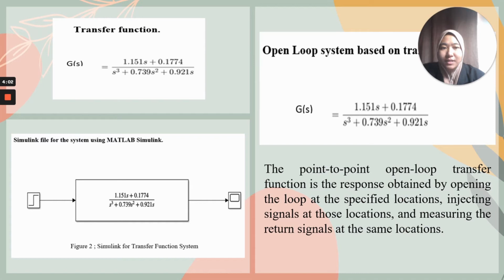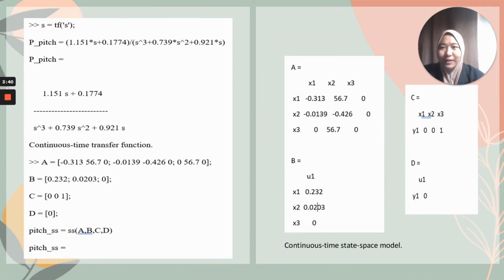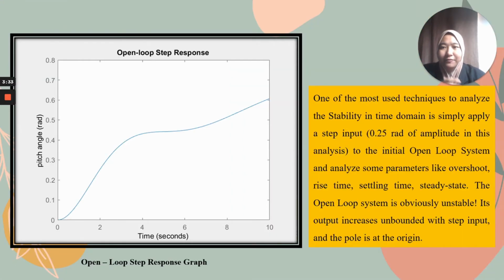For the open loop system based on the transfer function, the open loop transfer function is the response obtained by opening the loop at a specific location, injecting a signal at that location and measuring the return signal at the same location. This is our coding. After we run the coding, we get the graph of the open loop step response.